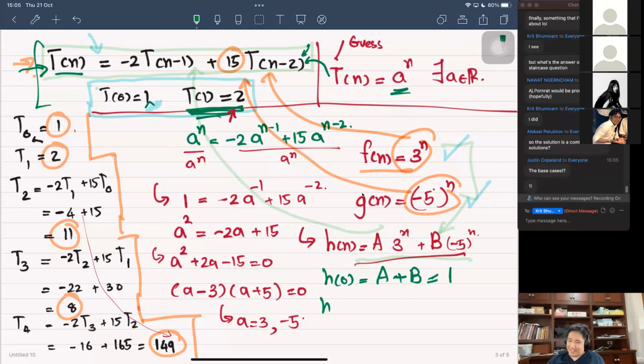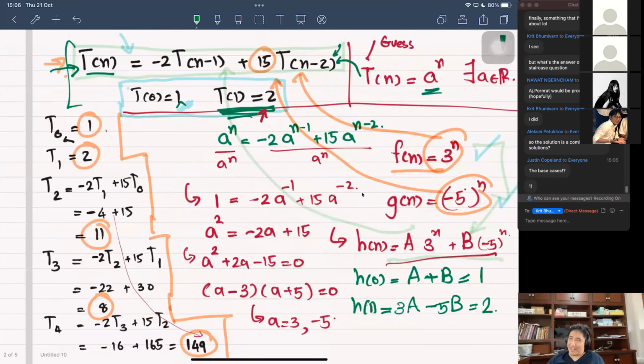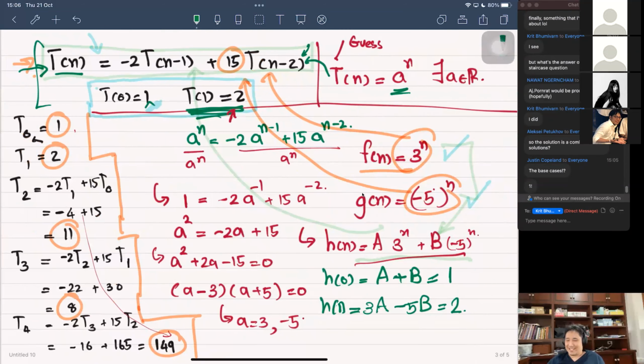And h of 1 should be 3a minus 5b, which should be 2. Let me clean this up. The iPad doesn't like me at the corner. 3a minus 5b. When I lay my palm at the corner, it doesn't reject it; it thought it was a finger. Is that one good?